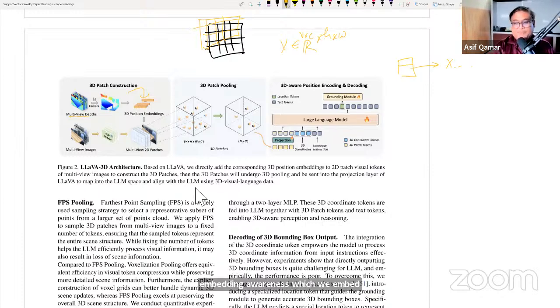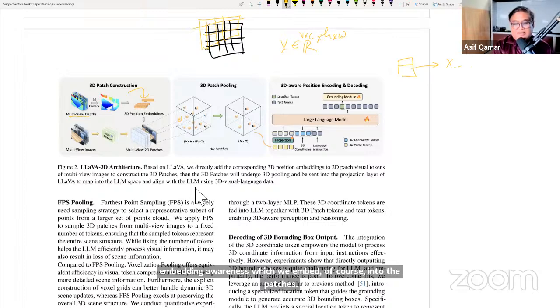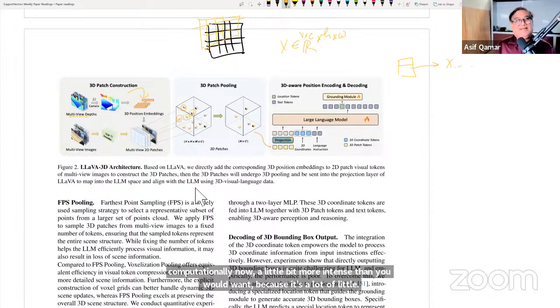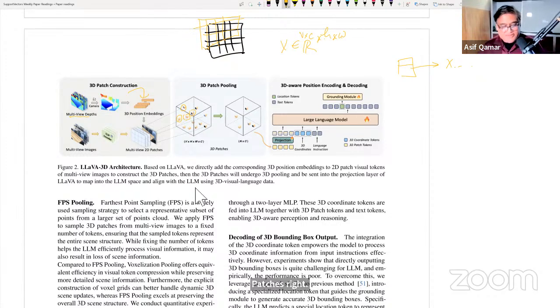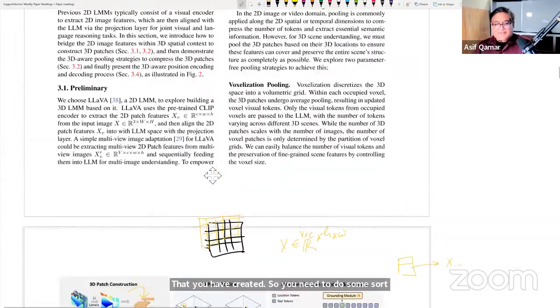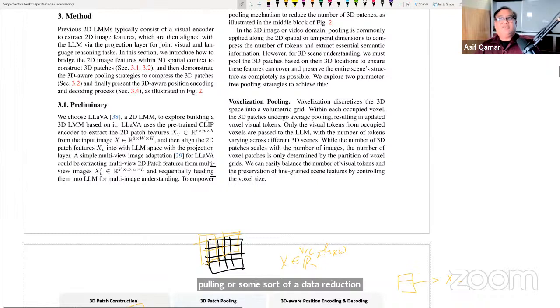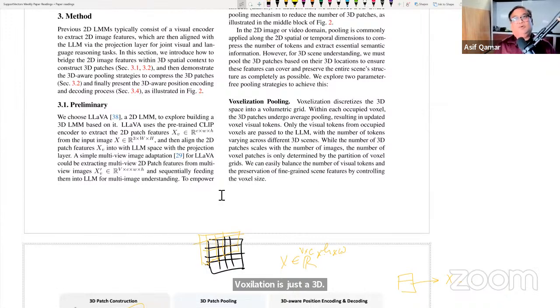But what will you get? You will then get this information here. Now, what happens is that this becomes computationally a little bit more intense than you would want, because it's a lot of little patches that you have created. So you need to do some sort of pooling or data reduction. The two pooling techniques that they talk about, one is voxelization. Voxelization is just a 3D generalization of what you would do in 2D.